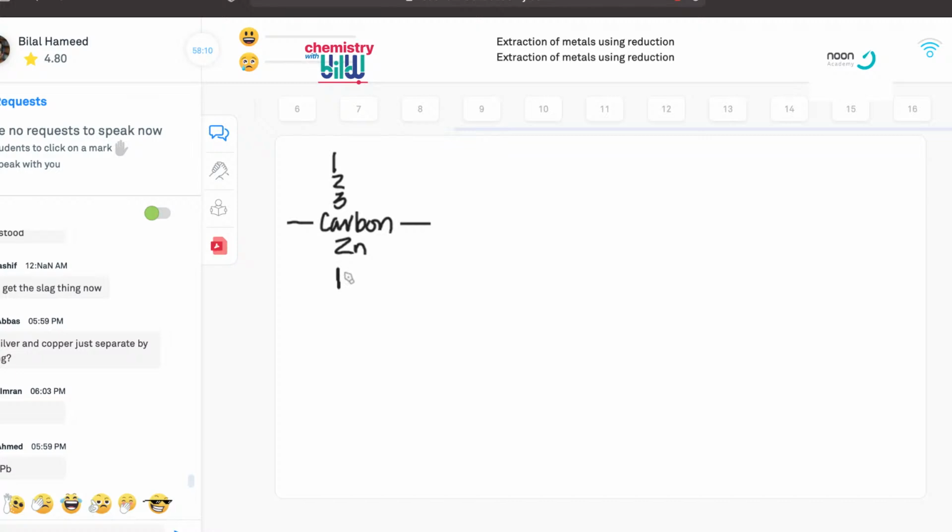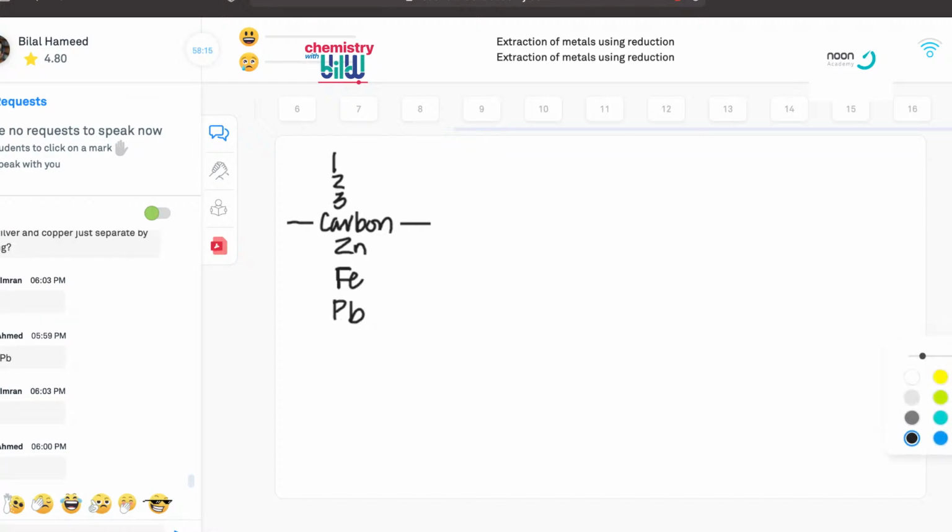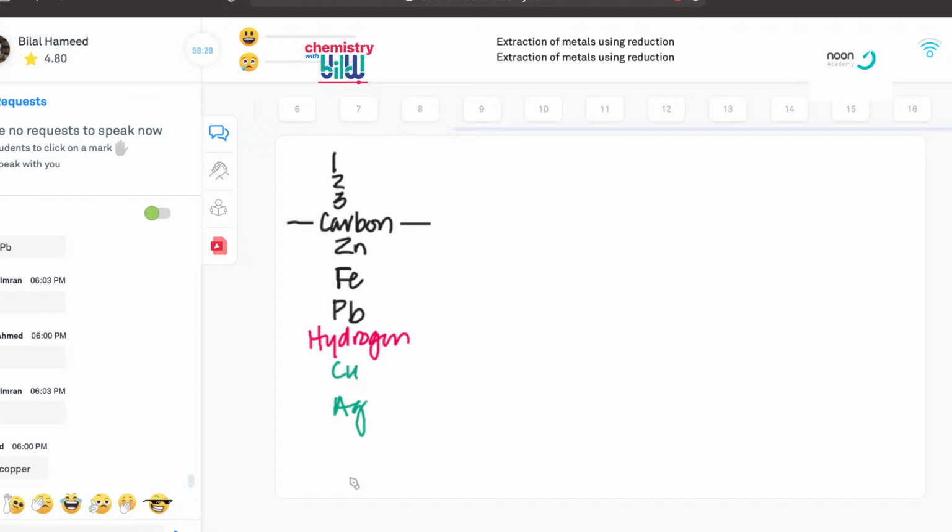So what was below carbon? Remember? Zinc, iron, lead, and then what was after lead? The killer, hydrogen. Yeah? And what was below that? Copper and silver. Now, carbon, what happened? Okay, my screen got stuck for a second. Okay, so carbon can be used for anything below that. Okay? Carbon can be.